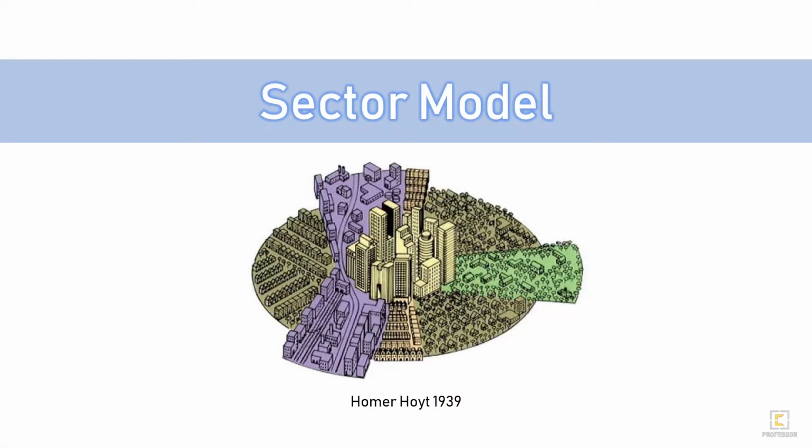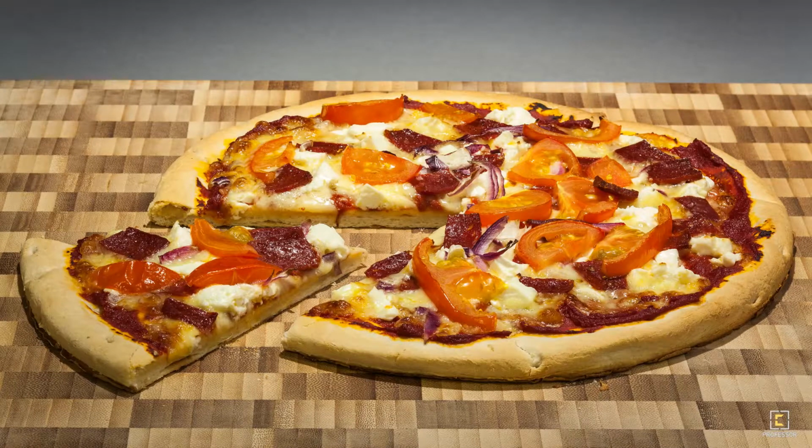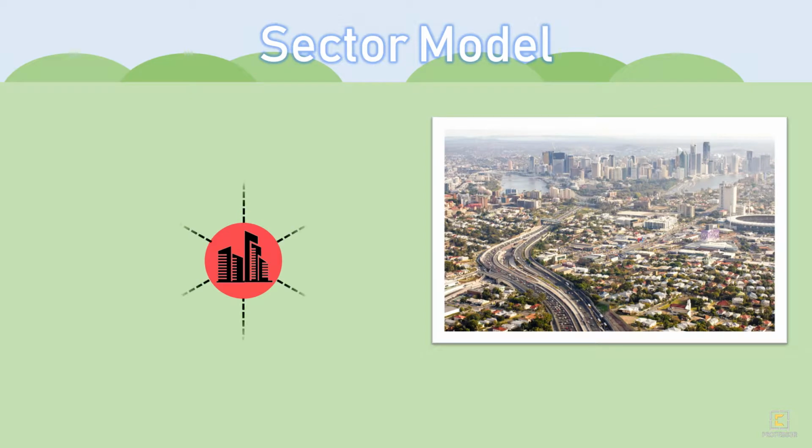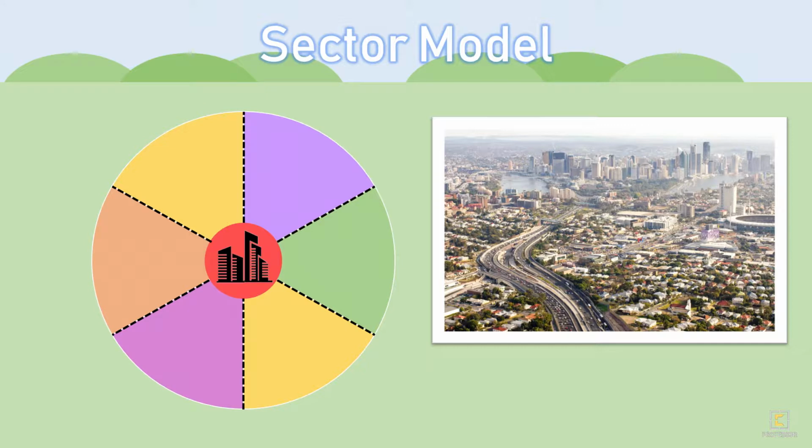The second model is the sector model developed by Hoyt in 1939. This model is similar to the concentric ring model, but rather than the form of simple rings, cities are expanded by sectors. Imagine a pizza. Each slice represents a sector such as industrial, low-class housing, middle-class housing, or high-class housing. From the central CBD, these sectors would grow and expand along a transit corridor, which would be railway lines, highways, or rivers, because people want to live close to transit corridors so they can travel to other places faster.